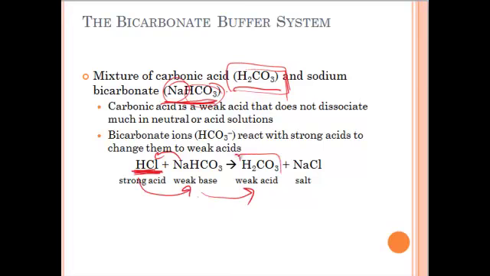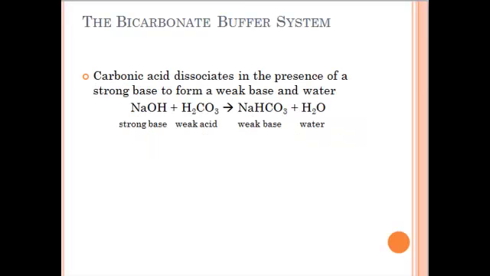We get carbonic acid out of this, which is weak, and then we get a salt that's going to precipitate out of this. So the NaCl, sodium ion, chloride ion are going to bond together ionically, and they're going to fall out of the solution. So in this case, strong acid, weak base equals a weak acid. The opposite is true if you have a strong base.